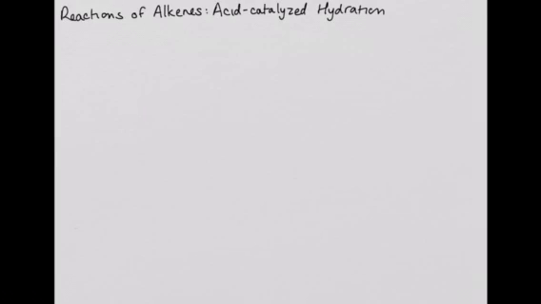The topic of this video will be the acid-catalyzed hydration of alkenes. In the acid-catalyzed hydration of alkenes, we're adding a molecule of water across the double bond. This process requires an acid catalyst and oftentimes heat. The product of this reaction is an alcohol. Notice that this process is the reverse of the dehydration of alcohols that we previously talked about.